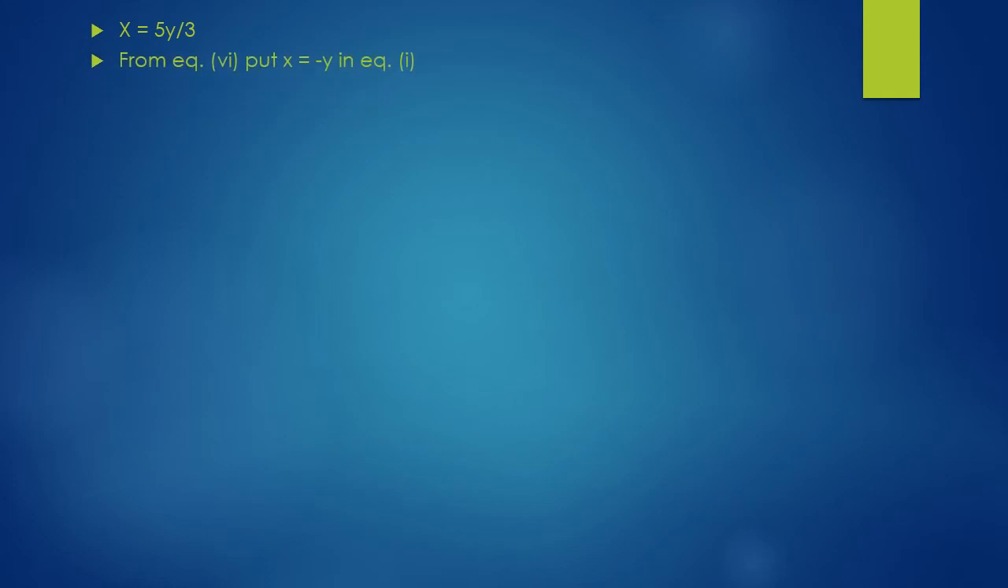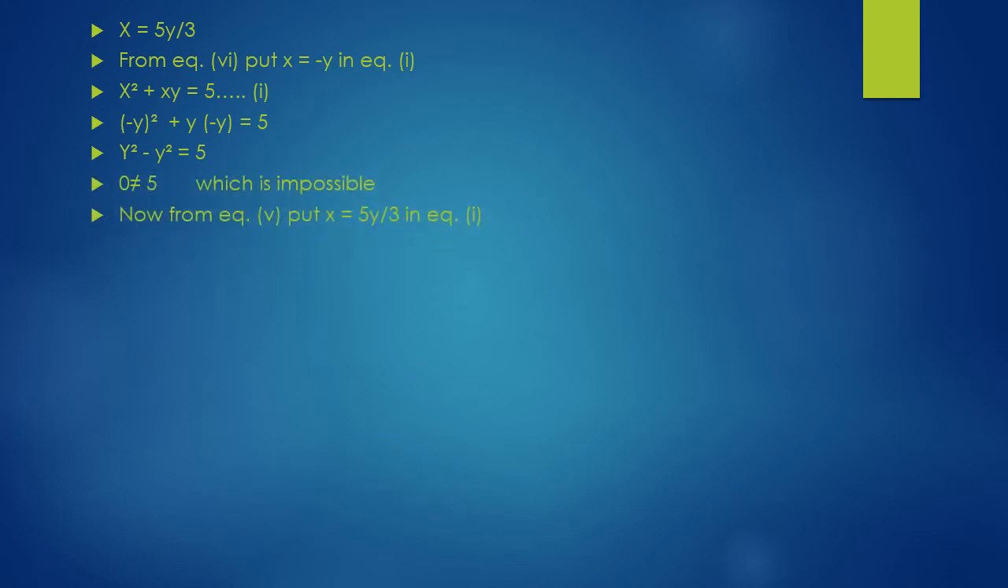Put x is equal to minus y in equation number 1. So it means that x square plus xy is equal to 5. By putting the value of x, minus y whole square plus y into minus y is equal to 5. Y square minus y square is equal to 5. 0 doesn't equal 5, which is impossible. So now from equation number 5, put x is equal to 5y by 3 in equation number 1.